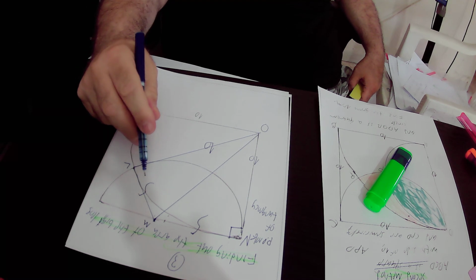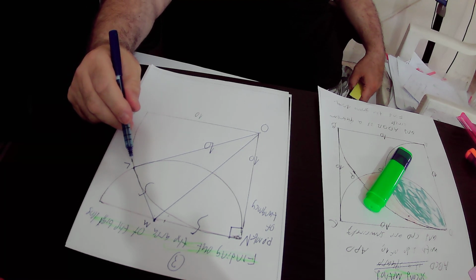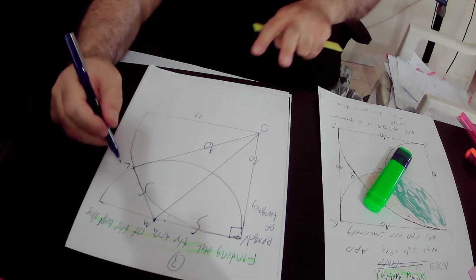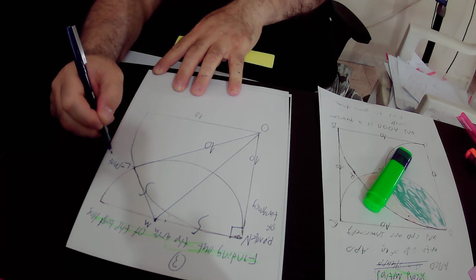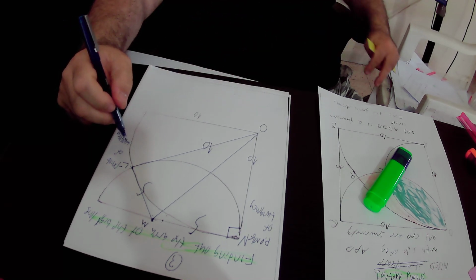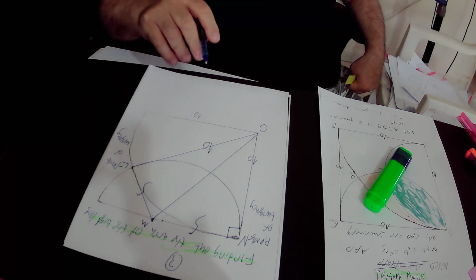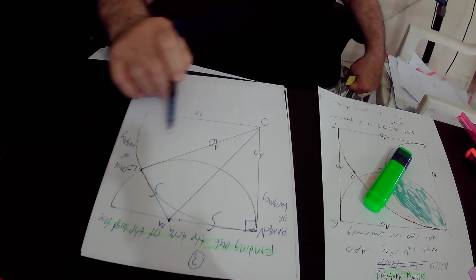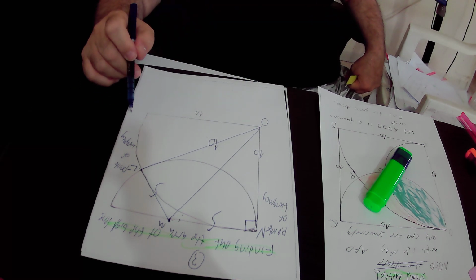the radius ML is tangent to the semicircle at point L. So L is the point of tangency of tangent ML with this quarter circle. And we have here the radius OL of the quarter circle that is drawn to the point of tangency.